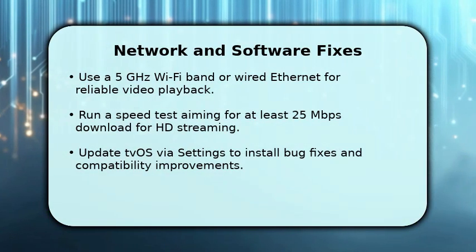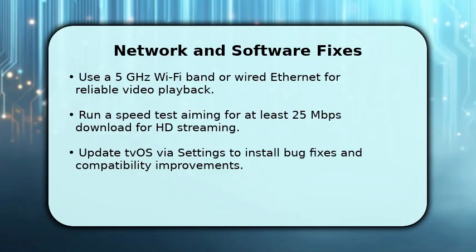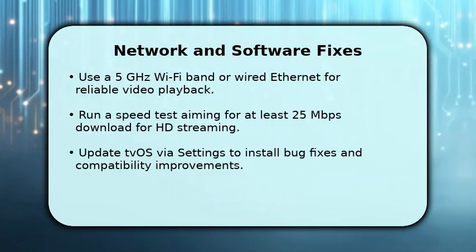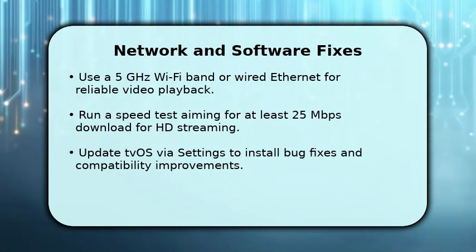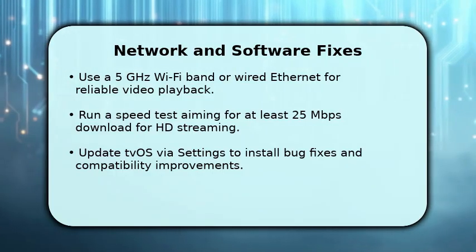Next, check network connections and streaming performance on your Apple TV. Use a 5 GHz Wi-Fi band or wired Ethernet for reliable video playback. Run a speed test aiming for at least 25 Mbps download for HD streaming.